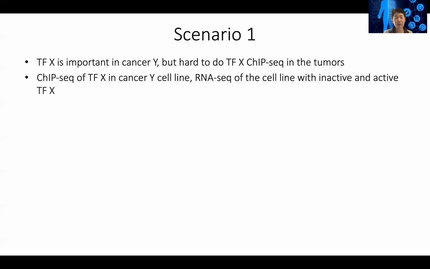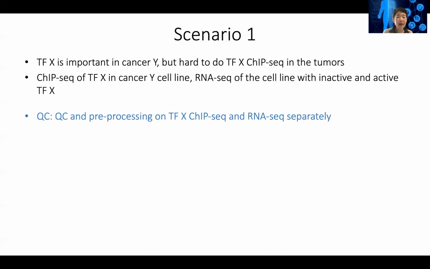And so they generated expression. You don't usually do ChIP-seq when the factor is inactive because you just don't really get anything. And so you have 2 RNA-seq and 1 ChIP-seq data. And so how do we go about analyzing the data?